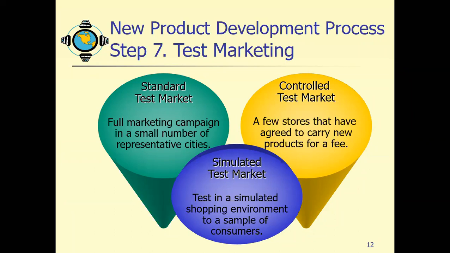So you may set a CC camera in the store to know the response of the customers about your new products in those controlled areas. So controlled test market, a few stores that have agreed to carry new products for a fee. You can pay fees to those stores as they will give you some space to show your product. So this is called controlled test market.